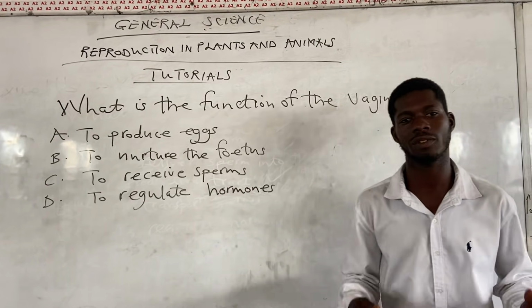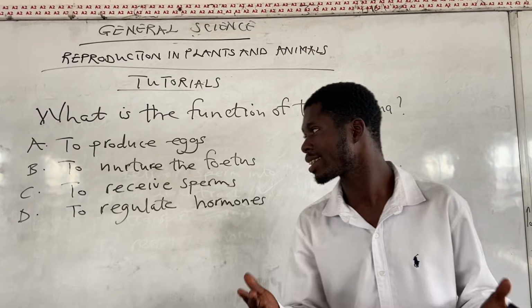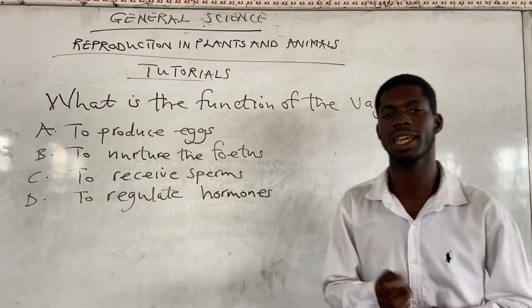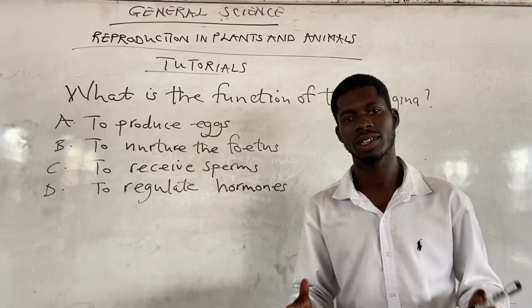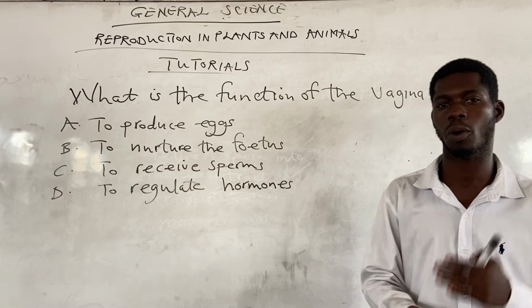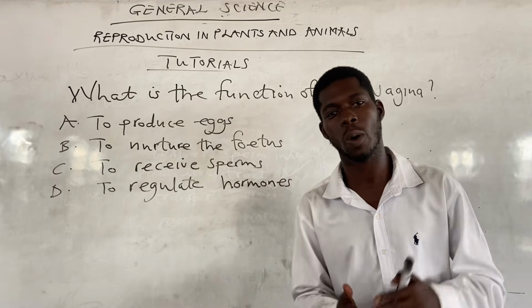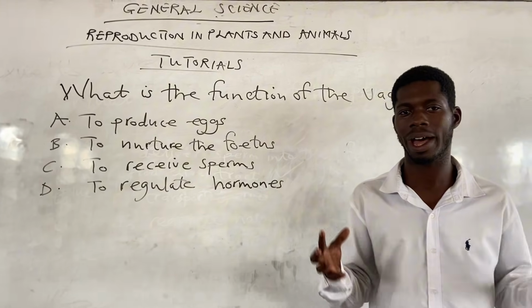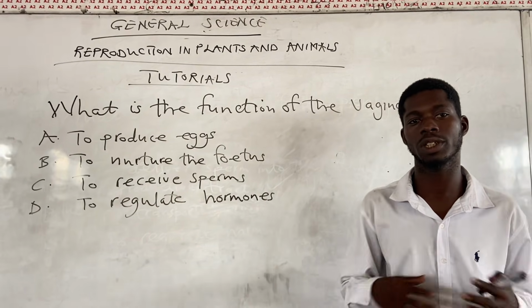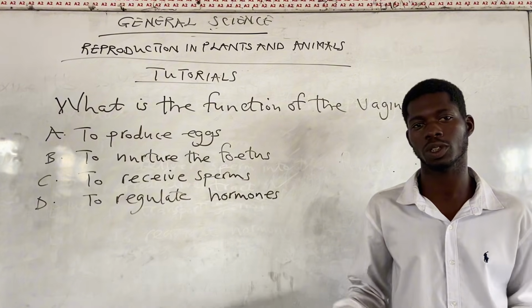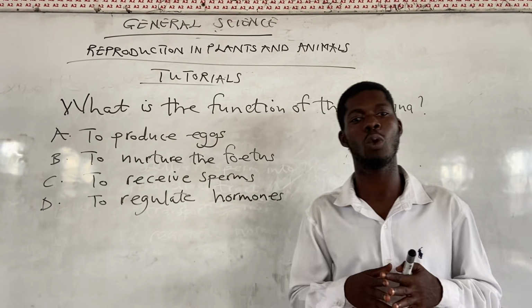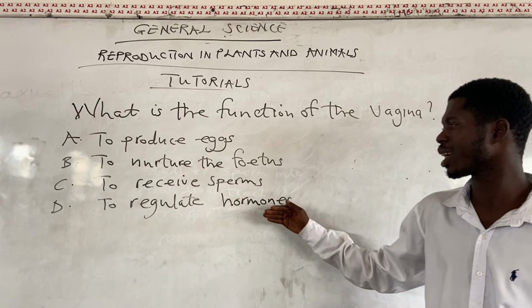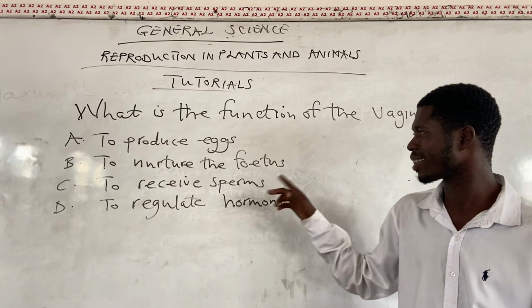So the next question is, what is the function of the vagina? During the lesson, you learned that one major function of the vagina is that it's the organ through which a baby is born. We also learned that the vagina is the organ which will receive semen during sexual intercourse. So we learned these two functions.